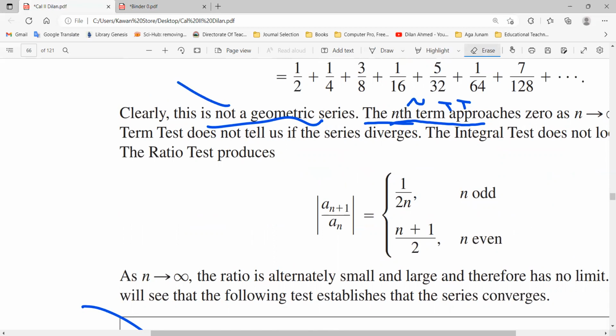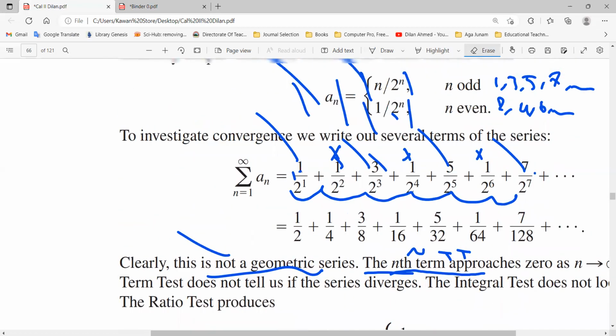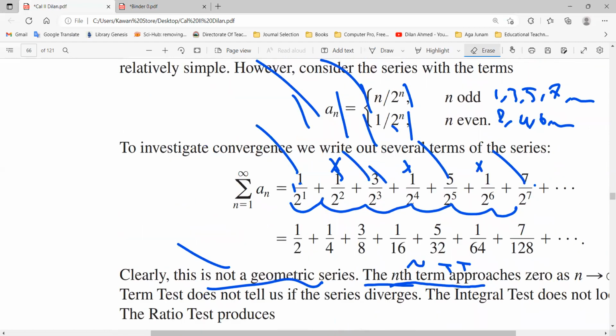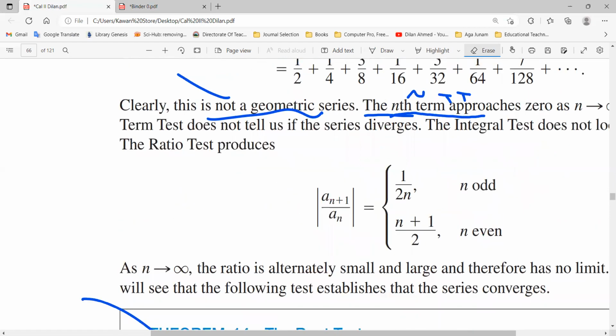Now I'm going to the ratio test. So if I use the ratio test, I'll get 1 over 2 to the n plus 1, over 1 over 2 to the n. And how about that one? I'll get 1 over 2 to the n plus 1 over 2n. So in both cases, I cannot decide anything about that one. Why? Because again, if I use infinity, I'll get 0, and I cannot clarify what rho is equal to. So that's why the ratio test is not working.